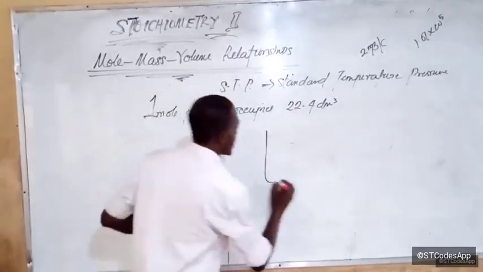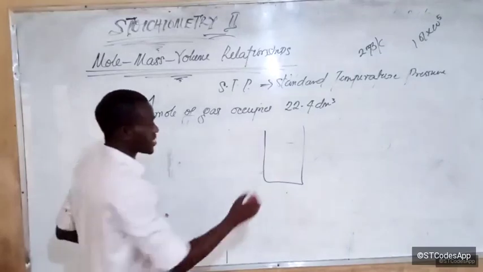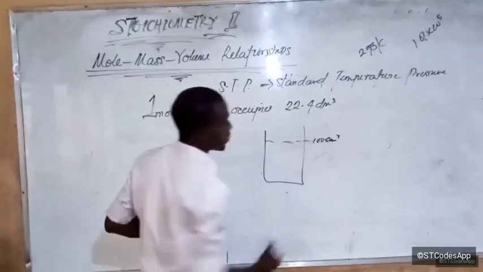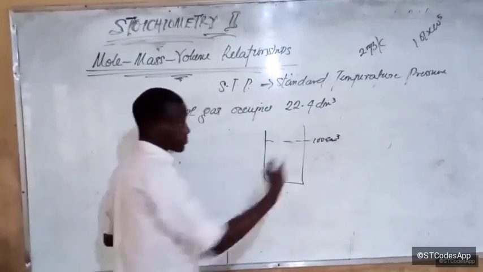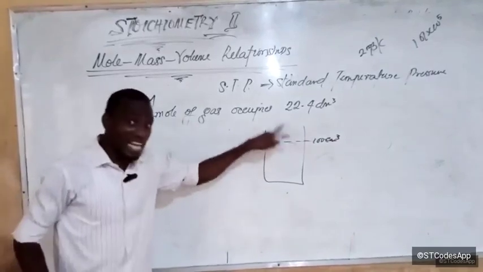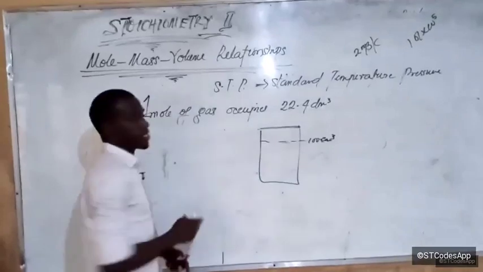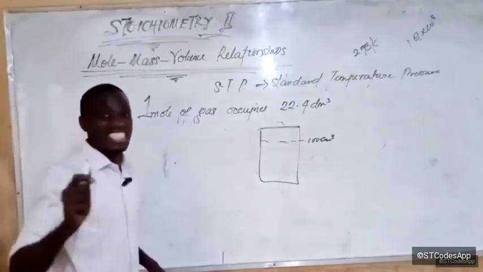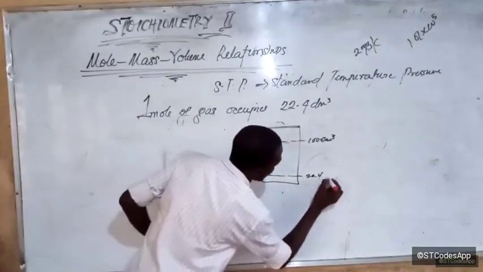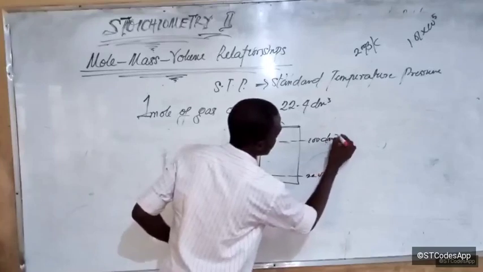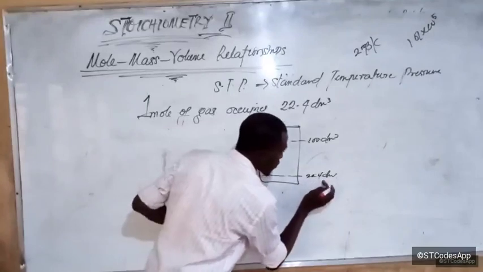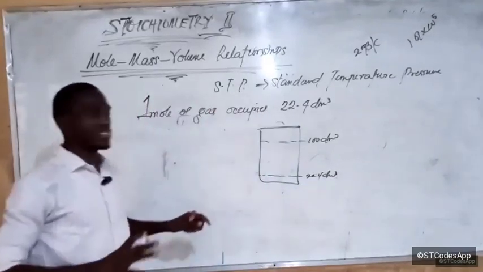Let me re-explain that practically. If I have a jar or a cylinder where I have gases, and it's calibrated, this is the 100 centimeter cube mark. If I have 1 mole of gas inside this jar, it's sealed, of course, so that the gas will not escape, this will mean that I have around here 22.4 dm cube. If it's 100 dm cube, it means that I will have around here 22.4 dm cube of what? Of gas. Do you understand?